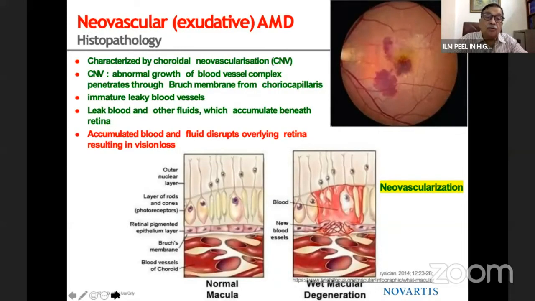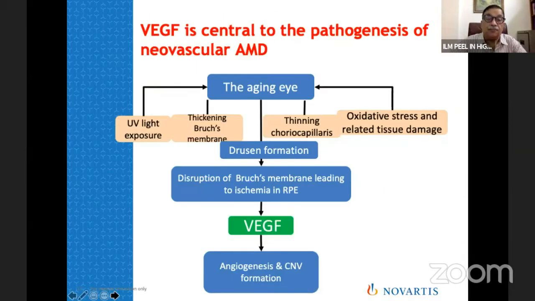In neovascular AMDs, you get a choroidal neovascularization, which is an abnormal growth of new vessels starting from these choroidal vessels, then disrupting the RPE, and then they either bleed, and you get a bleed under the retina, in the area of the photoreceptors, or you could have exudation of fluid. And this is what disrupts the vision after that. And finally, scarring occurs, and you have permanent loss of vision. Now, if you'll notice, the vascular endothelial growth factor is central to the pathogenesis of this disease process.